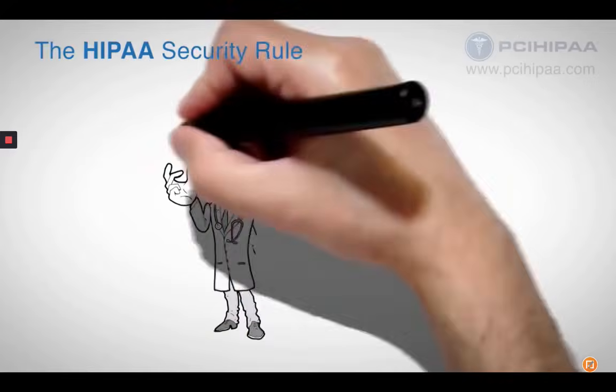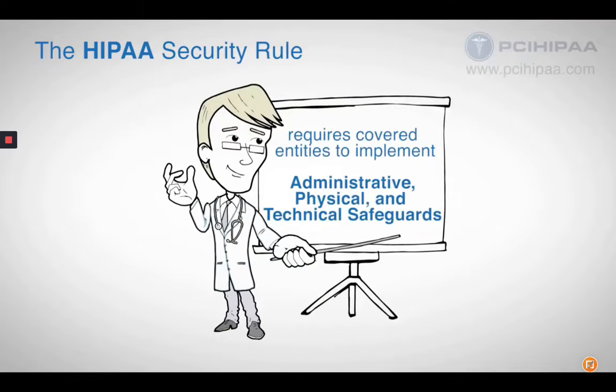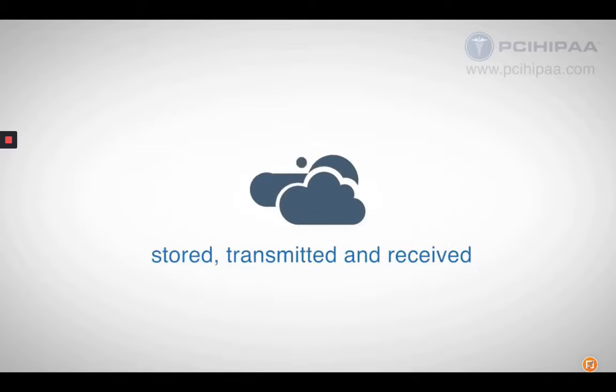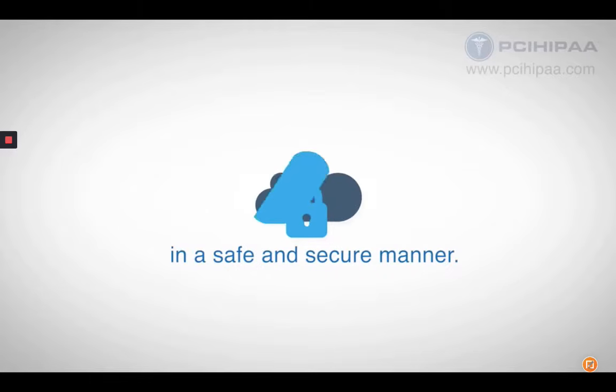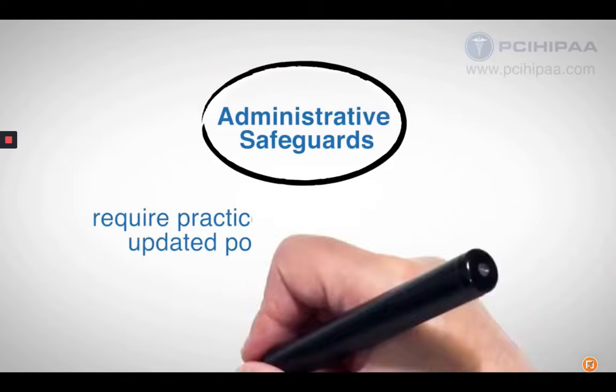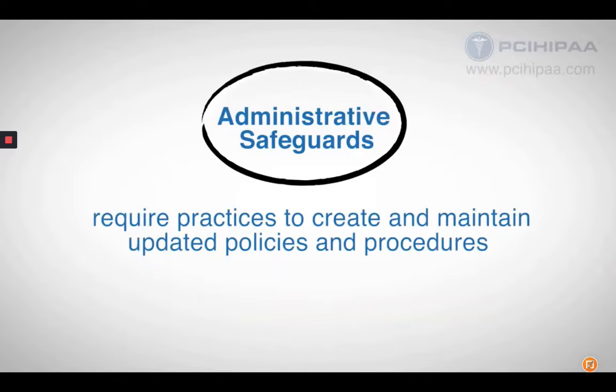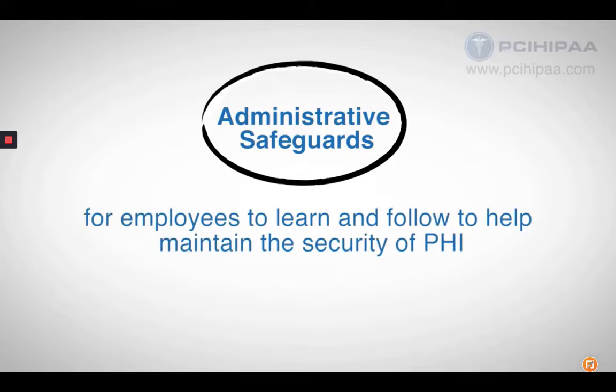The HIPAA security rule requires covered entities to implement administrative, physical, and technical safeguards to ensure that medical information is stored, transmitted, and received in a safe and secure manner. Administrative safeguards require practices to create and maintain updated policies and procedures for employees to learn and follow to help maintain the security of PHI.